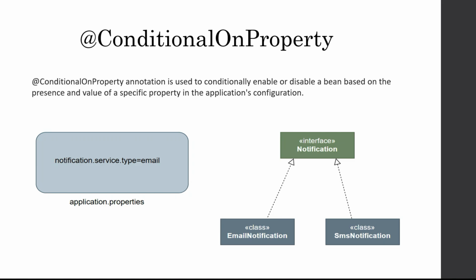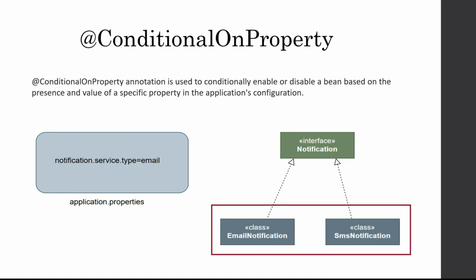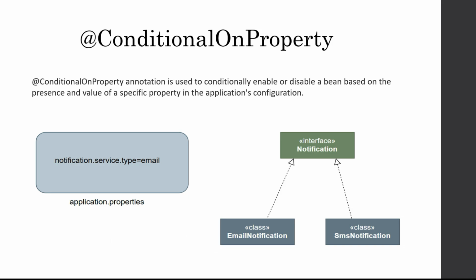Suppose I have annotated the email notification and SMS notification classes with the component annotation. As these classes are annotated with the component annotation, when the Spring application starts, it will create beans for these two classes. What if we want to create a single bean of type notification? That means either the bean for email notification would be created or the bean for SMS notification would be created, but at the same time both beans should not be created.